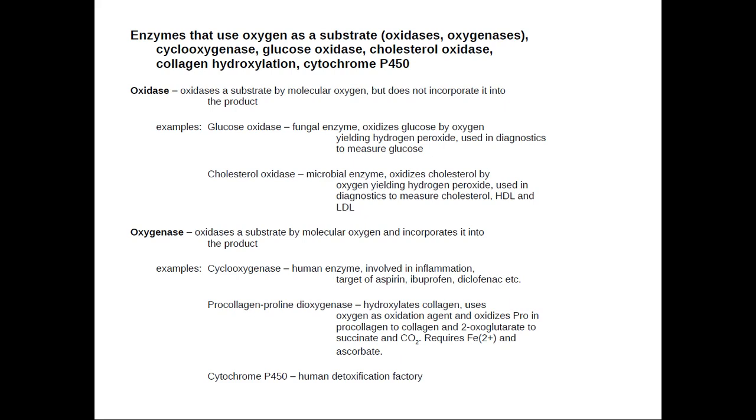The second type of enzymes which use molecular oxygen as substrate are oxygenases. So they also oxidize a substrate by molecular oxygen, but unlike oxidases, they incorporate oxygen atoms from O2 into the product. There are so-called monooxygenases which incorporate just one of them, and dioxygenases which incorporate both of them.